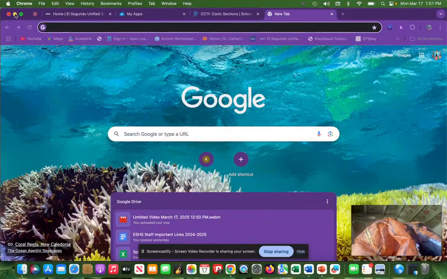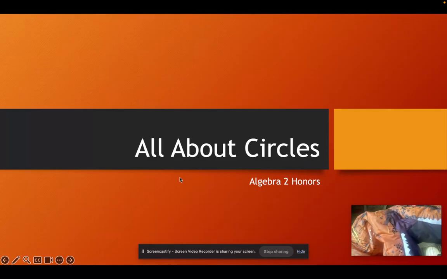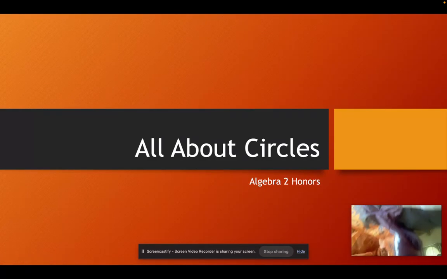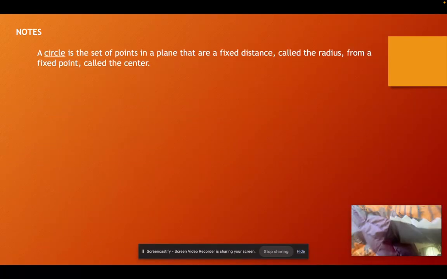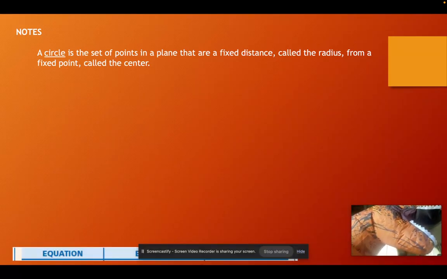All right, so let's take a look at all about circles, locking in on the conic section called circles. You know what a circle is, right? Okay, so a circle is the set of all points in a plane that are a fixed distance, called the radius, from a fixed point, which is called the center.